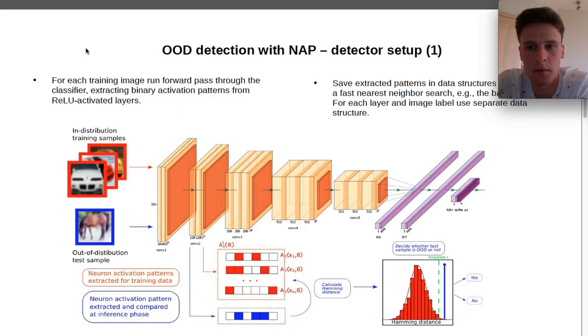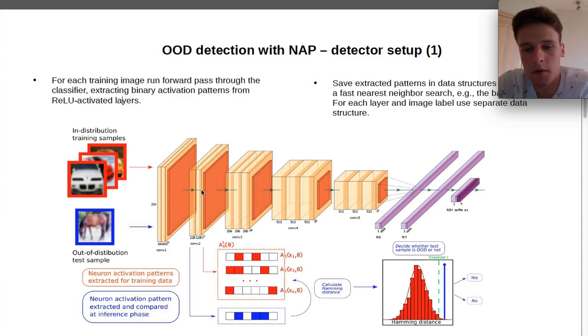So now a couple of important details about our approach. The first thing is that our algorithm is mainly designed for convolutional neural networks that use ReLU as the activation function. That's because the ReLU function allows us to easily represent the activations in a form of binary patterns. The second thing is that we can extract the binary patterns from every convolutional and linear layer.